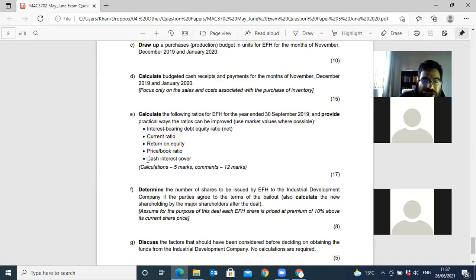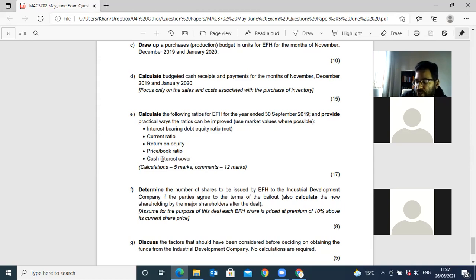Okay, and then cash interest cover. So remember, interest cover is earnings before interest and tax divided by interest. They want cash interest cover, so it's going to be cash operating profit divided by interest. Okay, so that's how you're going to calculate.